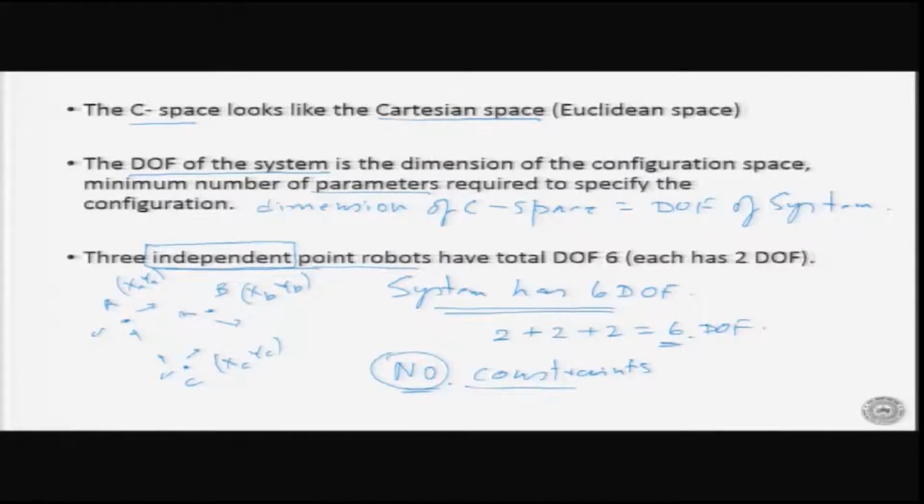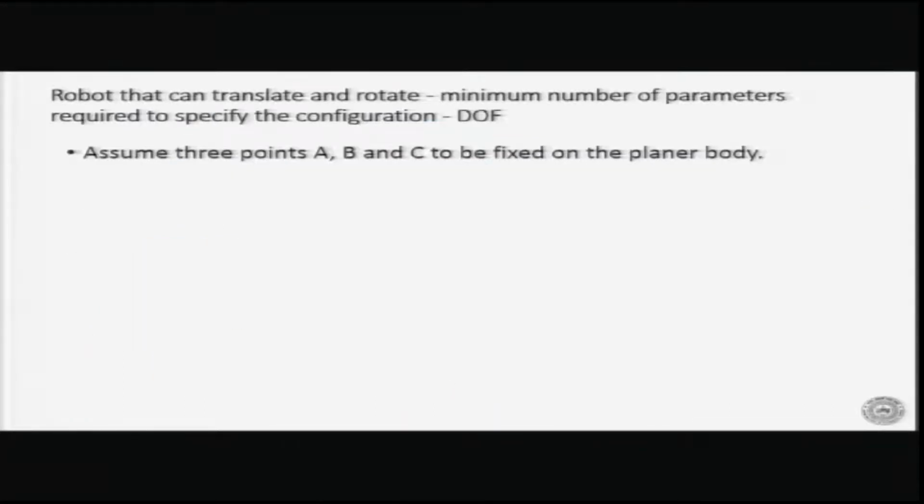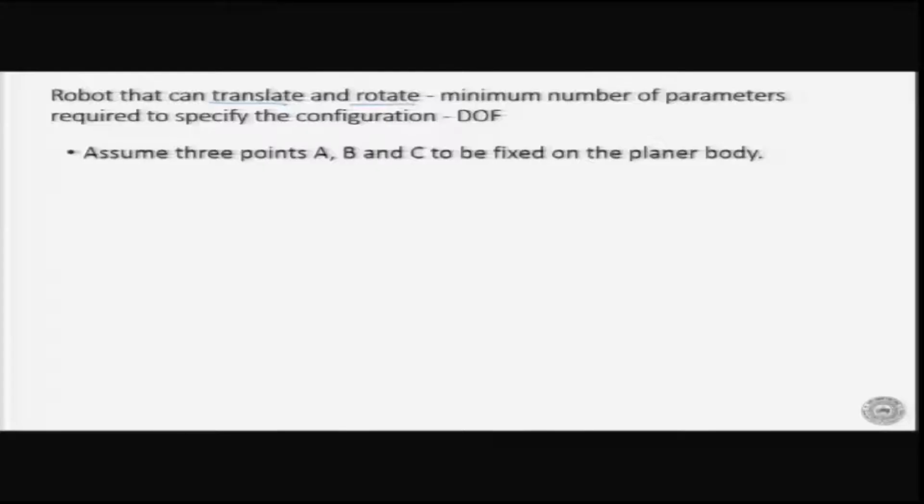Now, try and answer this: a physical robot has dimensions. It can translate, it can also rotate, in 2D. Now, how many minimum parameters are required to specify the configuration of this real robot? This is the question we are trying to answer. We said that a point has 2. If we have 3 point robots, that is 6, but there are no constraints. Now, if we have a physical robot which can rotate and translate, then how many degrees of freedom does it have?